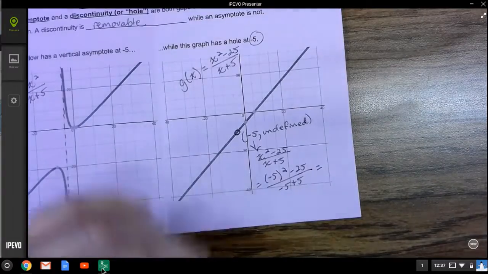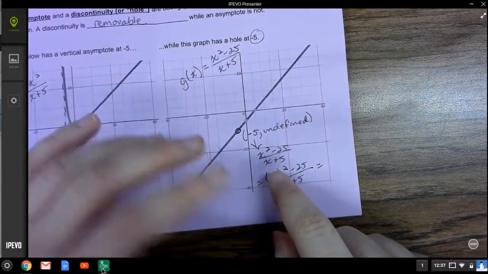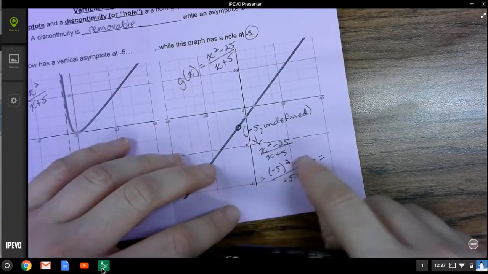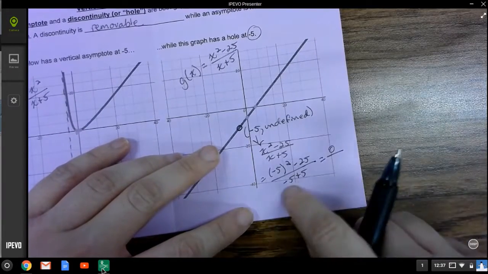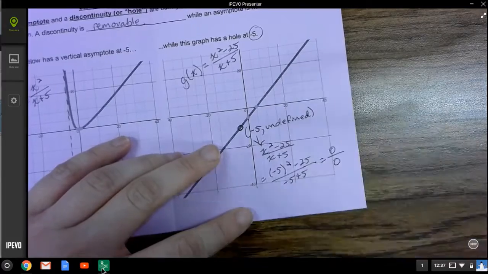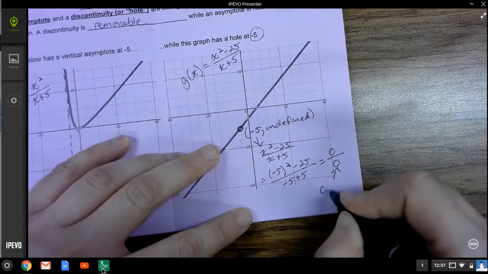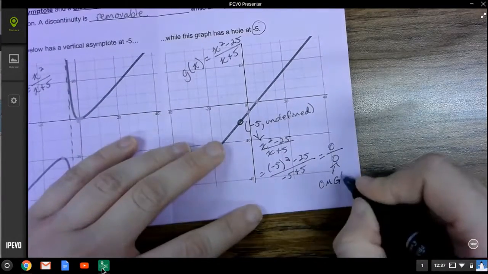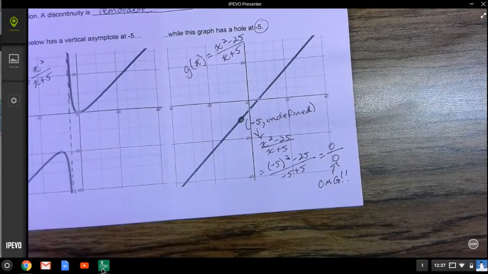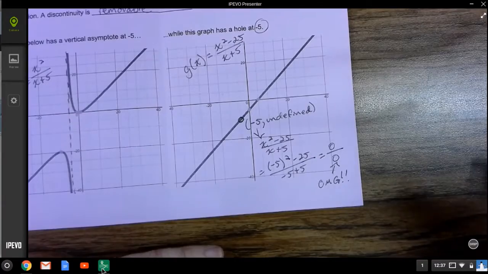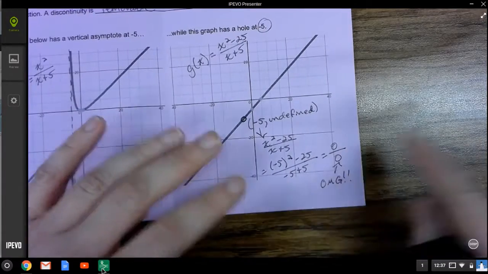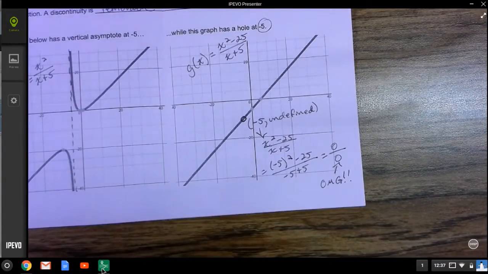Let's simplify that. Let's see what we get. So -5 squared is 25. 25 minus 25 is 0. And of course, -5 plus 5 is 0. Now remember, I can't have a 0 in my denominator. You learned that way back in elementary school probably. Oh my God, I can't do that. Okay, so definitely there's something wrong with that graph there.